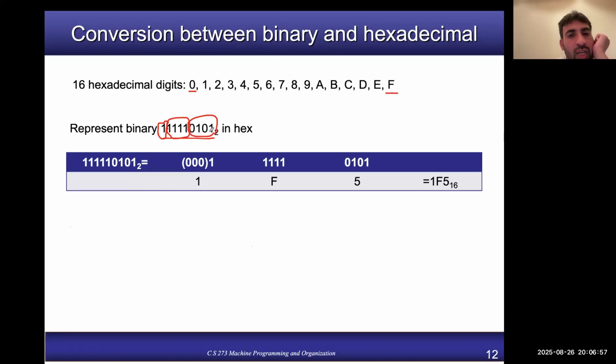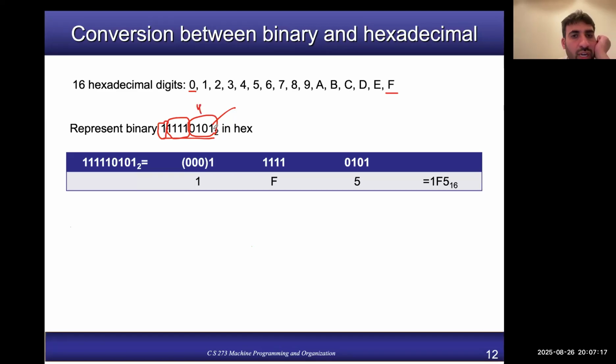So 101 is basically 5, right? You can convert it into decimal if you want. So 101 is 5. How do I know? Because here I have 2 raised to the power 0, which is 1, but the next bit is 0, so I ignore it. So the weight 1 is counted, the weight 2 is ignored, and the weight 4 is counted. So 4 plus 1 is 5, right?